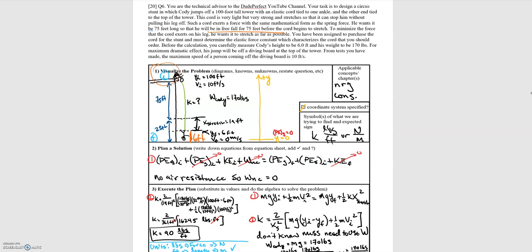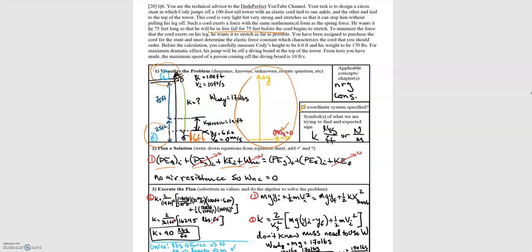So I've identified the initial and final spots for our energy consideration. I've got a coordinate system defined with a 0 point for potential energy, which is the ground. Let's take a look at our energy equation and see which terms drop and which don't. Like I said, you start with gravitational potential energy because we're starting above the ground. We're starting with kinetic energy because we jump off the board. There's no air resistance in this problem, so there's no work done by nonconservative forces.